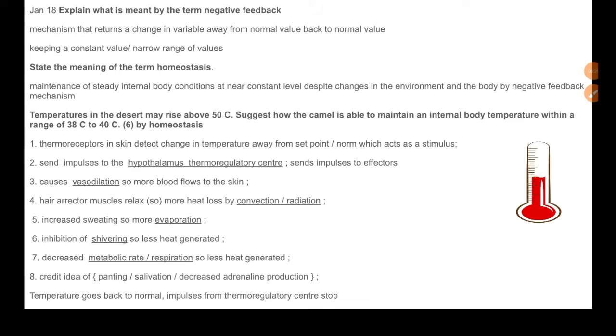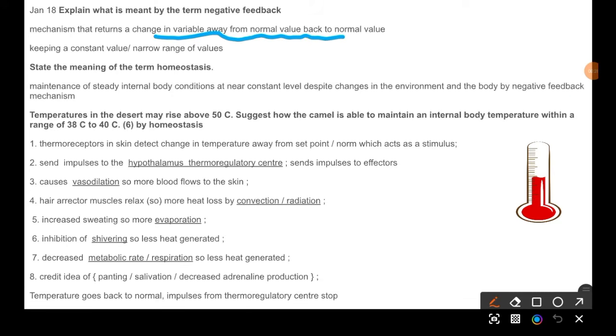Negative feedback is a certain mechanism that returns a change in a variable away from the normal value back to the normal value. This keeps a constant value or a narrow range of values in the body. For example, temperature or the blood glucose in the blood.